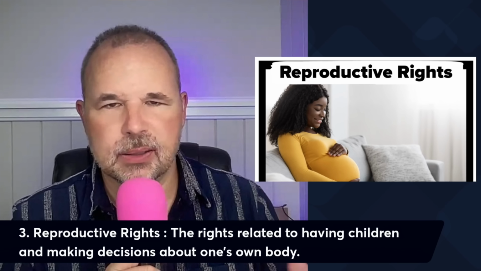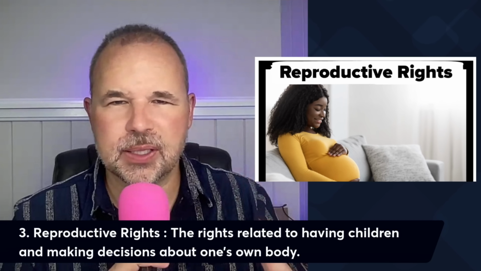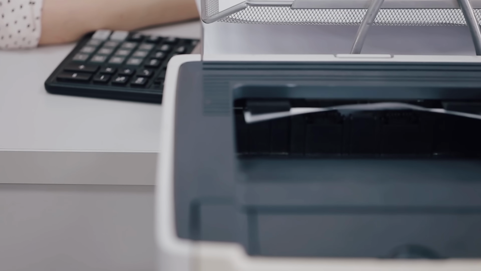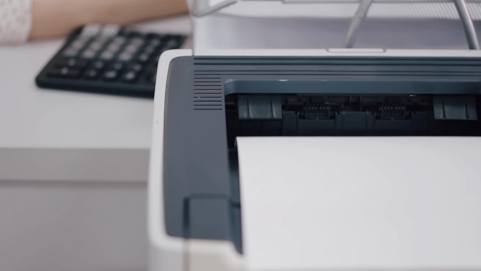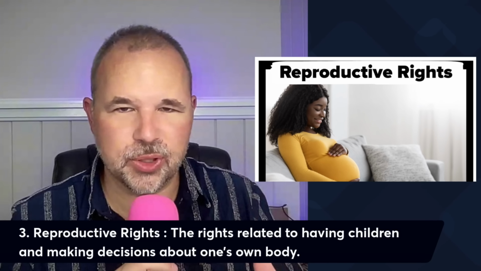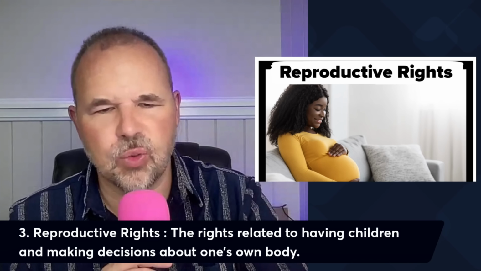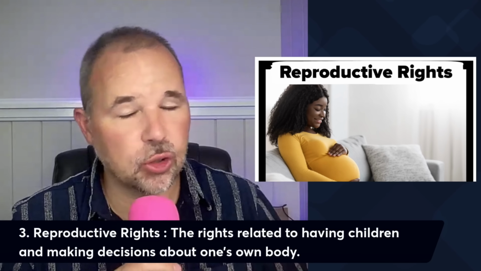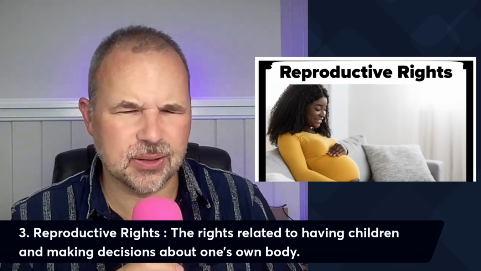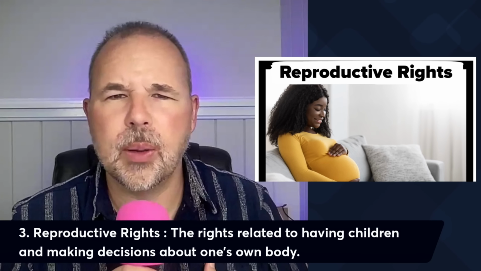Reproductive rights. To reproduce something means you make another of it. You make a copy of it. When people reproduce, they have babies. Reproductive rights means the rights related to having children and making decisions about one's own body.